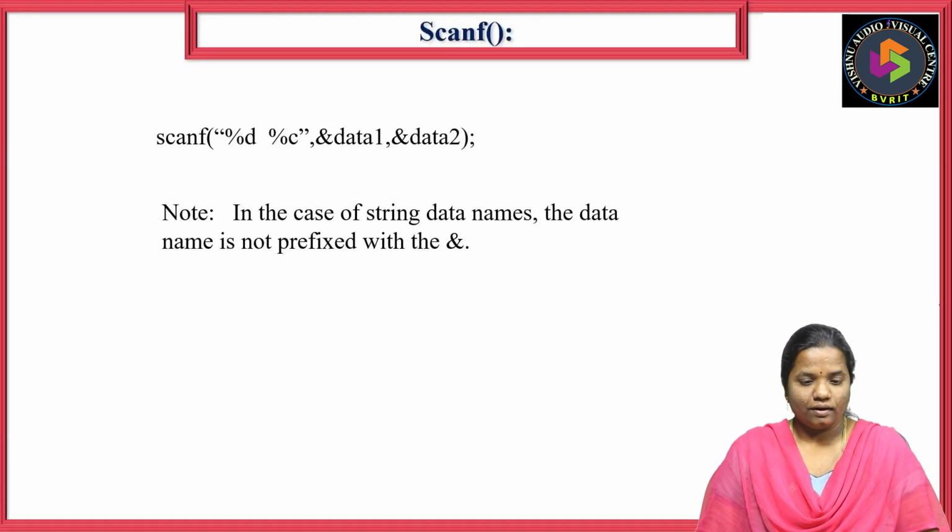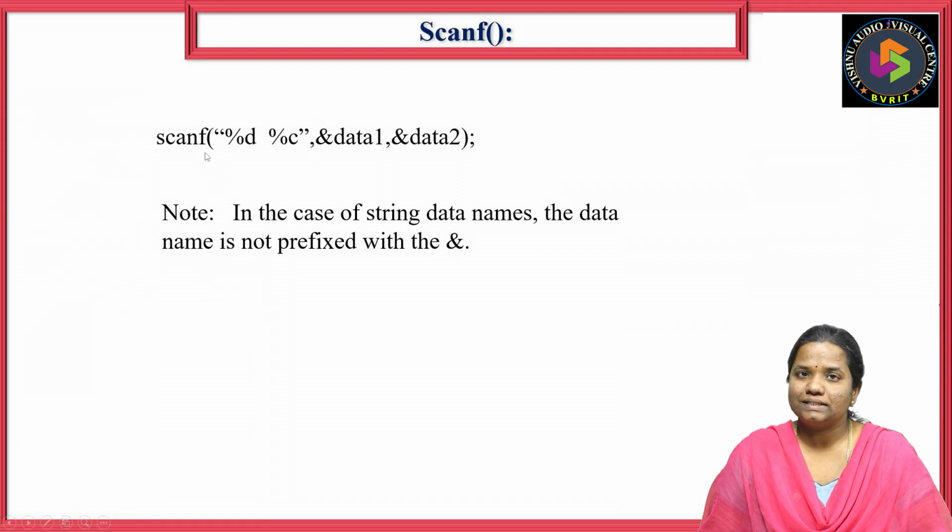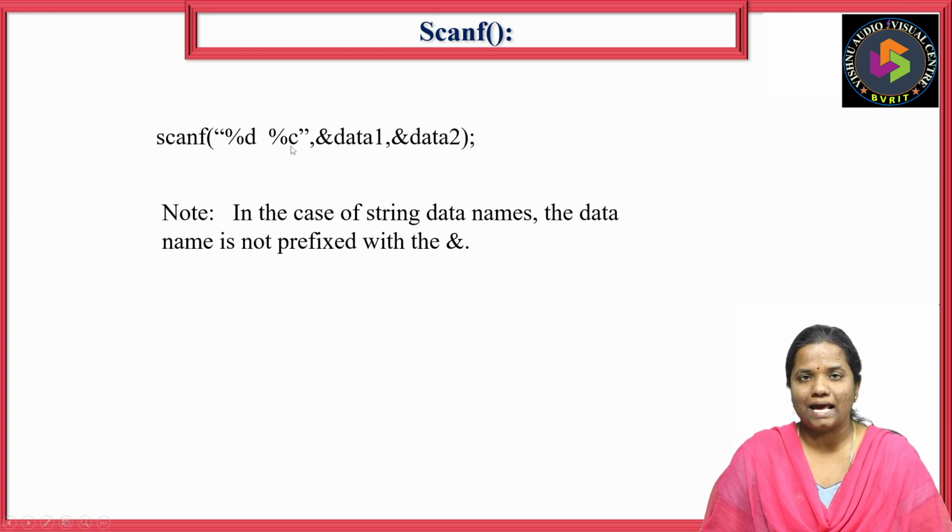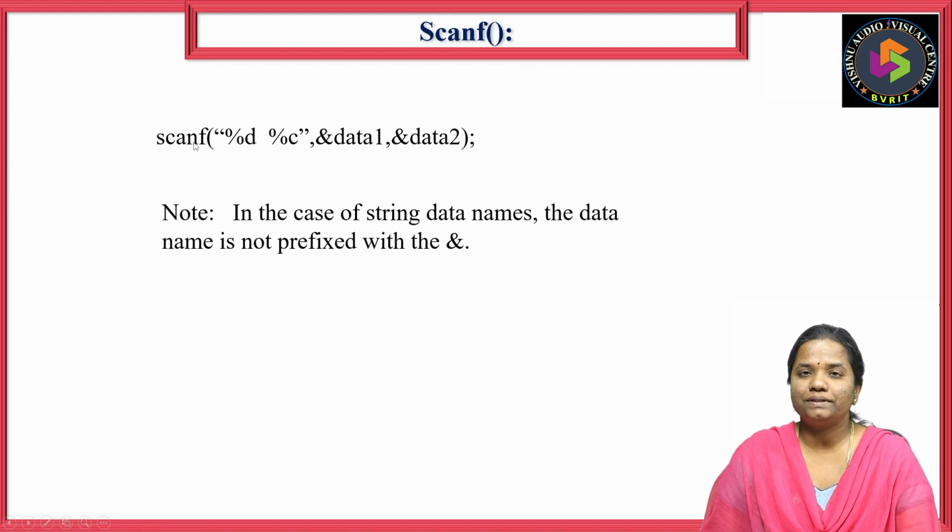Let me give one example for the scanf function. I specify two different data types, %d and %c. %d for integer data type, %c for character data type, &data1, &data2. In this scanf statement, &data1 and &data2, these two are variables. So in the scanf statement, we must place the address operator before the variable name.